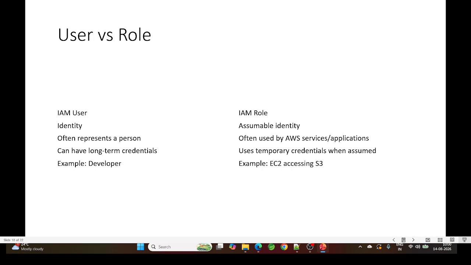Now let us see the difference between a user and a role. This is a very common interview question. An IAM user usually represents a person or application identity. An IAM role is designed to be assumed and provides temporary credentials. For AWS workloads such as EC2, Lambda, and other services, using roles is generally preferred over embedding long-term access keys.